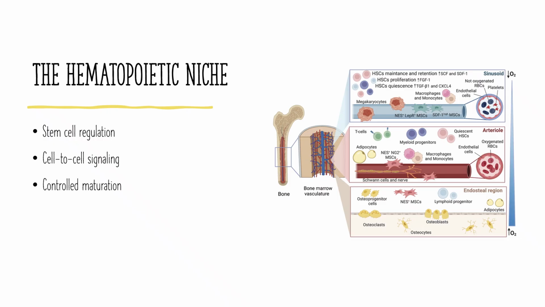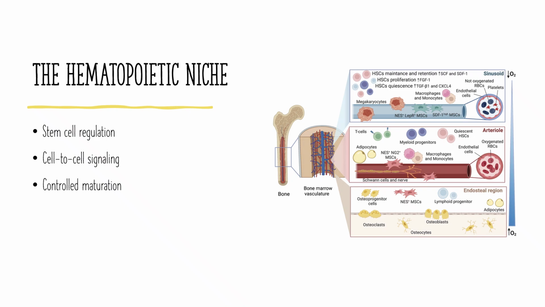And this matters enormously in pathology. When signaling pathways are disrupted, whether by leukemia, fibrosis, inflammation, or therapy effects, maturation becomes disorganized. Cells may proliferate when they shouldn't or fail to mature properly. From a histotechnology standpoint, this means morphology reflects environment. When you see abnormal maturation patterns on a bone marrow biopsy, you are often seeing a niche problem, not just a cell problem.